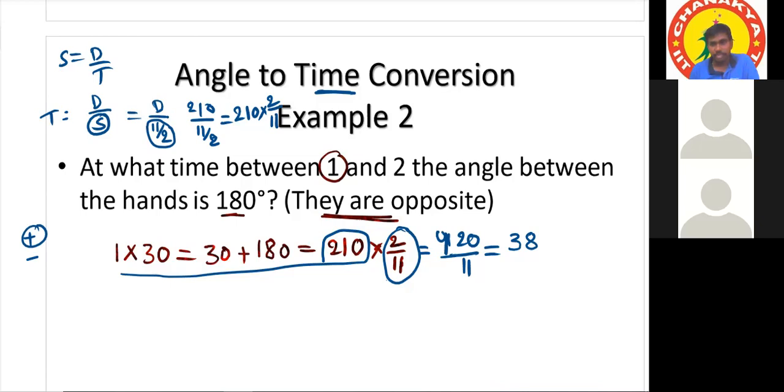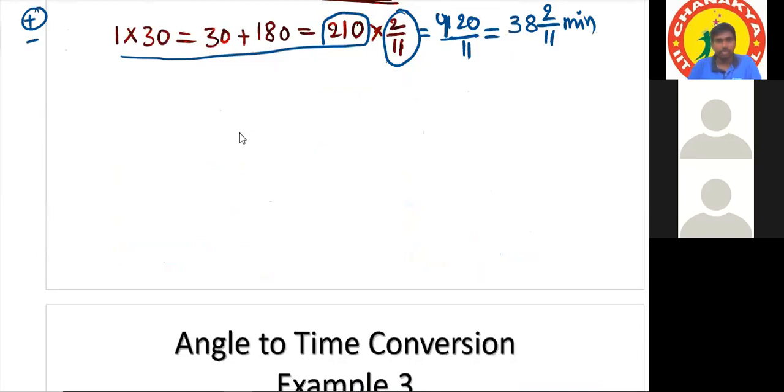Okay, sir. 38, what is the remainder? 2 by 11 minutes. How much did you get, Nihar? Sir, I'm getting 300 by 11. 300 by 11 means 30 times it is. Sorry, 11 threes are 33. Okay, let me verify.